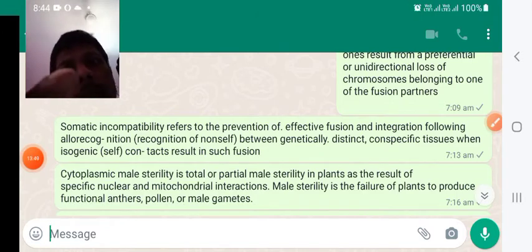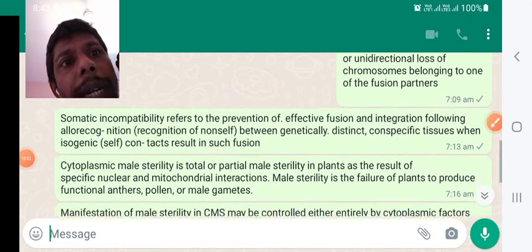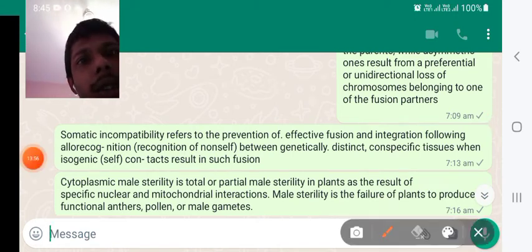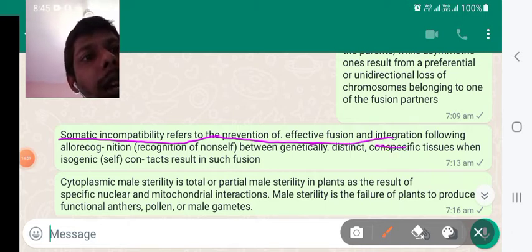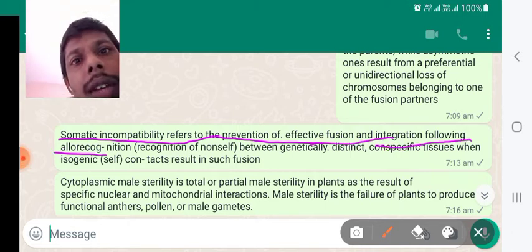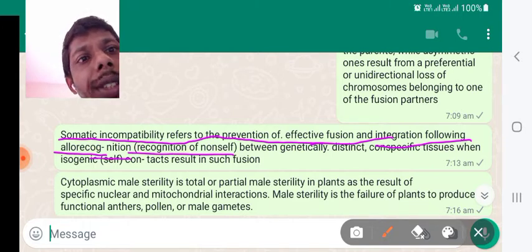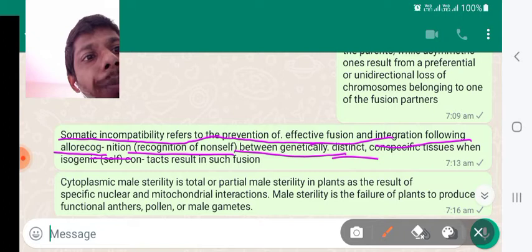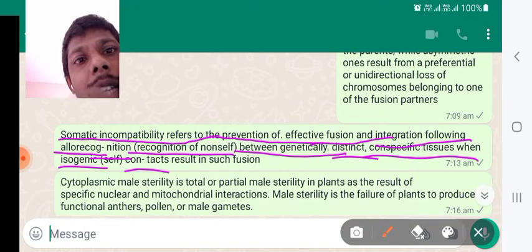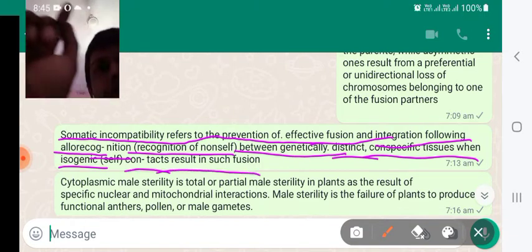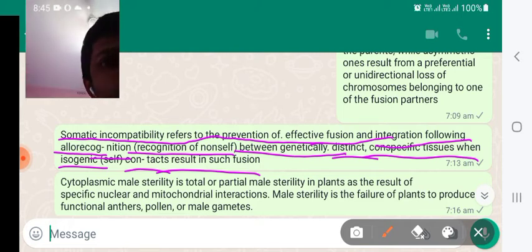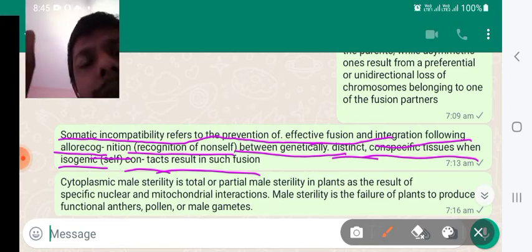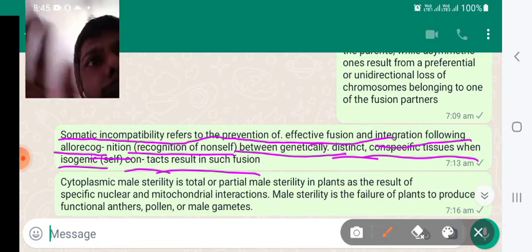So more to go about the somatic incompatibility. It is saying that somatic incompatibility refers to the prevention of effective fusion and integration following allo-recognition, that is recognition of non-self between genetically distinct conspecific tissues, when isogenic or self contacts result in such fusion. You can also write somatic incompatibility in this way, but it's easier to go for the previous one if you want to write, because two genomes are not compatible.